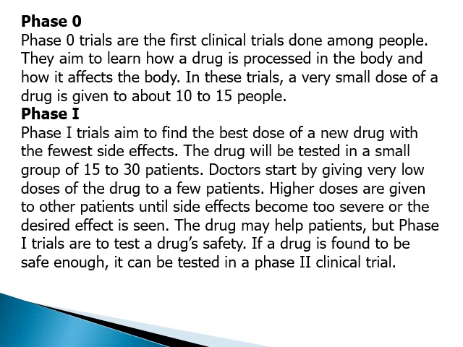Phase 1. Find the best dose of a new drug with the fewest side effects. It will be tested in a small group, 15 to 30 patients. Start giving very low doses, with higher doses given to other patients until side effects become too severe or the desired effect is seen, and the drug may help patients. But phase 1 trials are to test the drug's safety. If a drug is found to be safe enough, it can be tested in a phase 2 clinical trial.